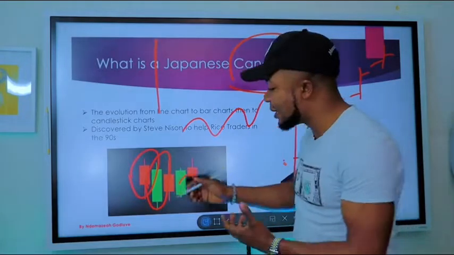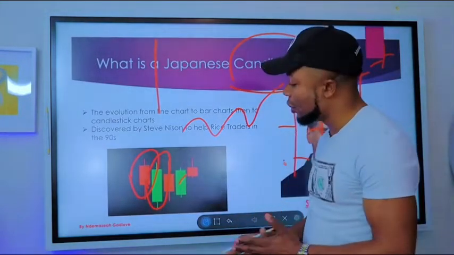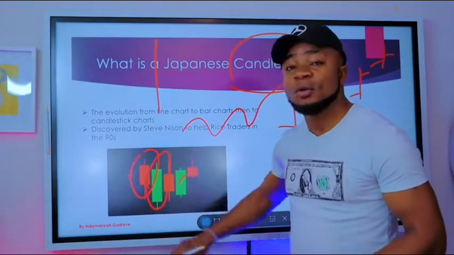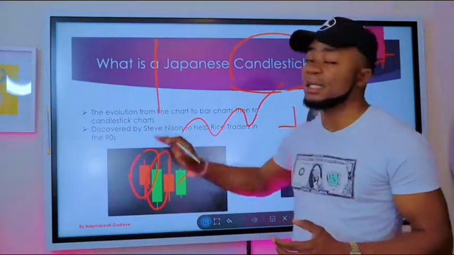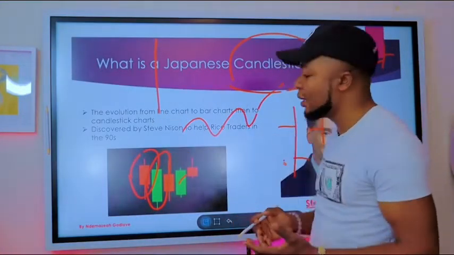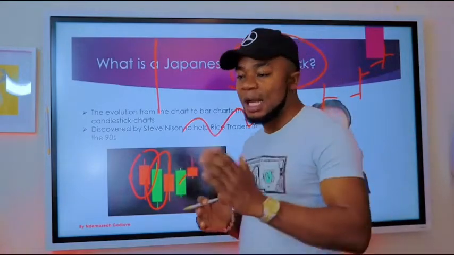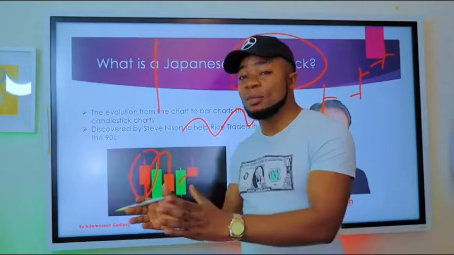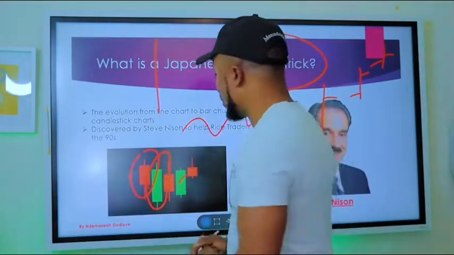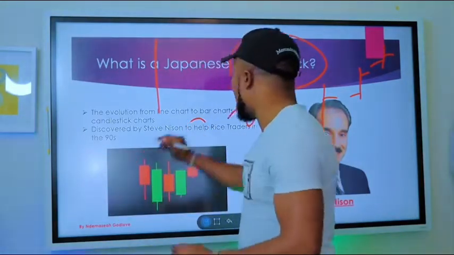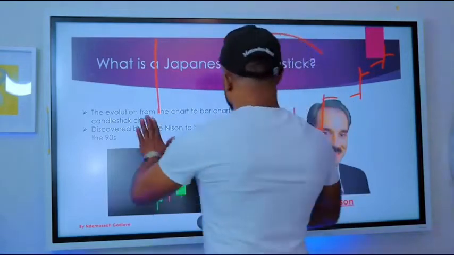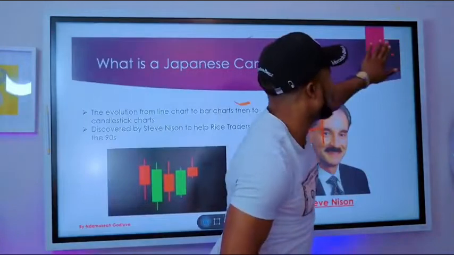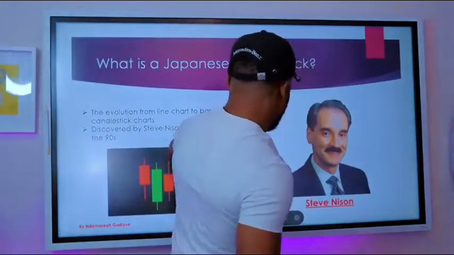So you can easily read this candle, and within a particular period, you can know the open price, the close price, the high, and the low, which are details you cannot see if you are using a line chart. All right, so a Japanese candlestick is just a modification of a bar chart, which is easily readable and easily interpretable. That is why it is called the Japanese candlestick pattern.